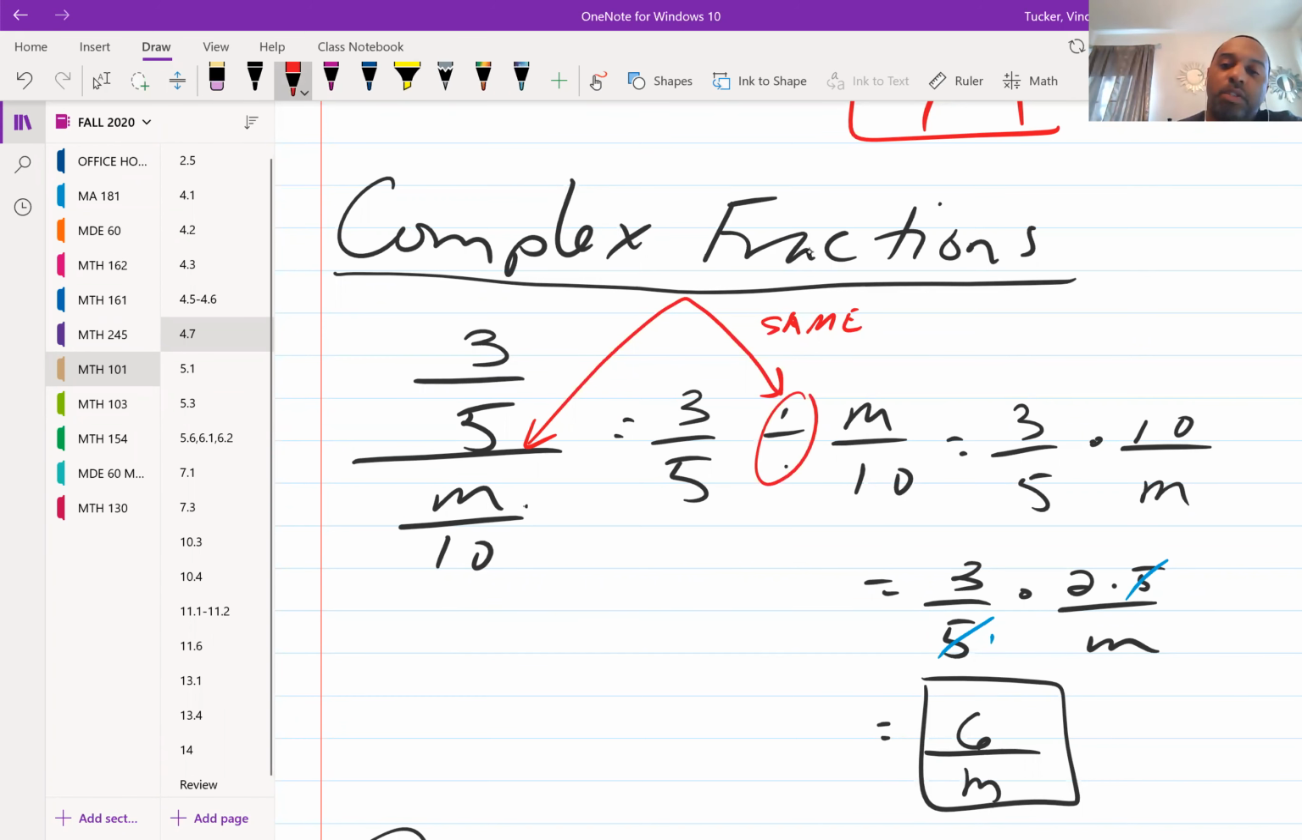But now, if I want to divide, I need to change that to multiplication and flip the fraction. So that's why it flips from m over 10 to 10 over m. Cancel out the 5's that are in common with the top and bottom because 10 has a 5 and then there's a 5 in your denominator. And then 3 times 2 on the top is 6, m on the bottom.